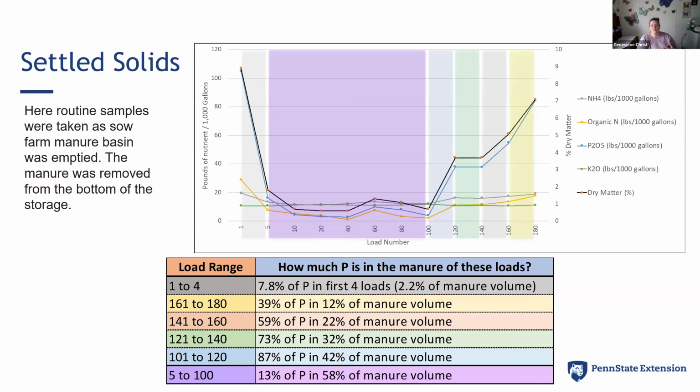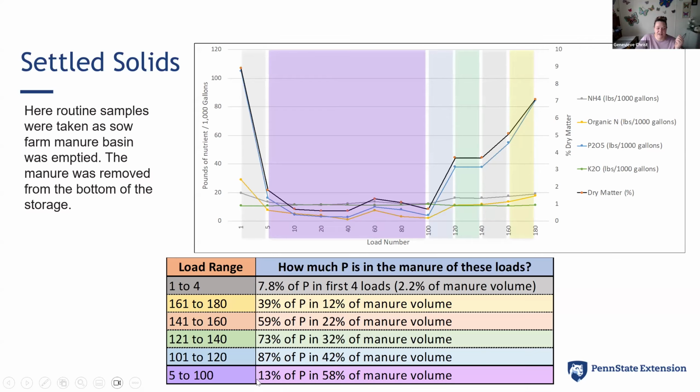It's talking about settled solids, really that variation from the beginning loads to the end loads and how the nutrients vary. But the thing that really got me was this chart talking about how much phosphorus is in the manure of these loads. You can see the breakdown, in loads 160 to 180, 39% of the phosphorus was in that manure. So the total phosphorus, 39% of it was in those loads of manure. And so there's such variation in how much nutrients are in different loads.